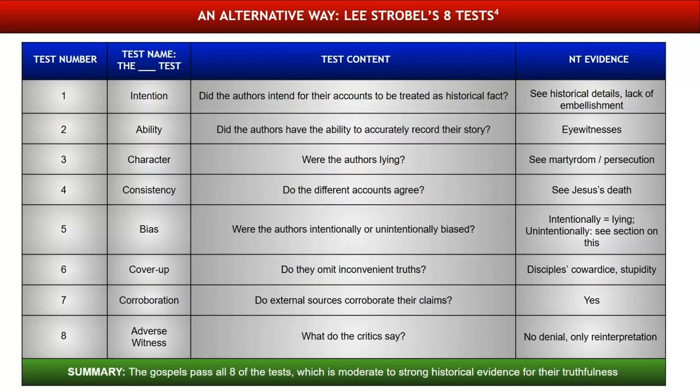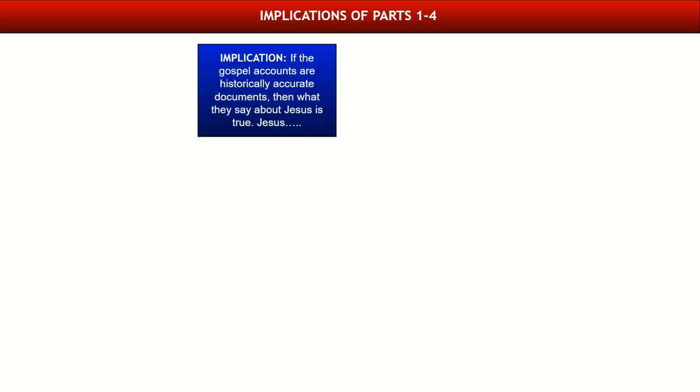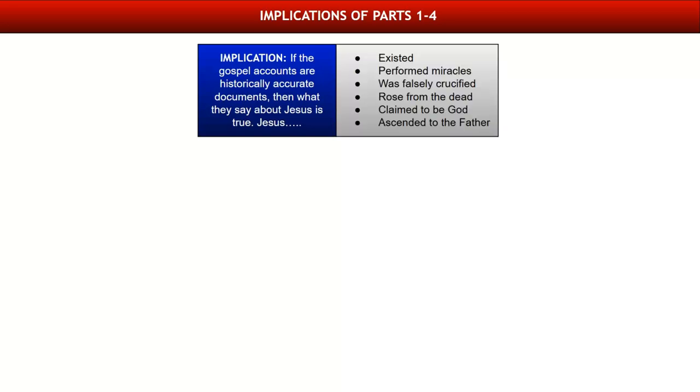So in summary, the Gospels pass all 8 of the tests, which I think is moderate to strong historical evidence for their truthfulness. Now, what are the implications of this? If the Gospel accounts are historically accurate documents, then what they say about historical events is true. This means that Jesus existed, he performed miracles, he was falsely crucified, he rose from the dead, and he did all these while claiming to be God.